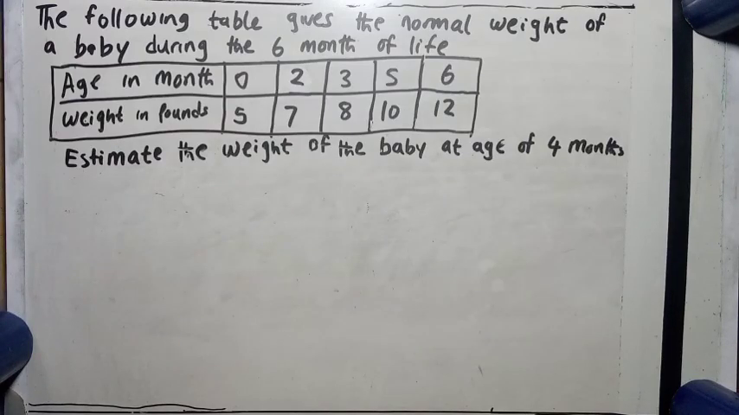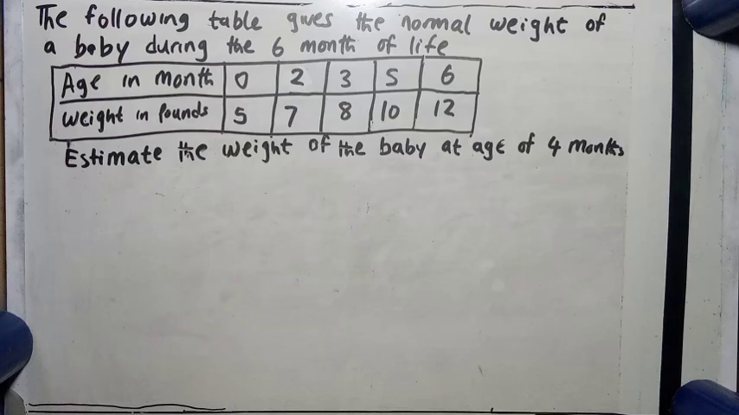Today we'll continue our topic on interpolation. Now we'll be looking at an example under Lagrange's method. Our question says the following table gives the normal weight of a baby during the 6 months of life.